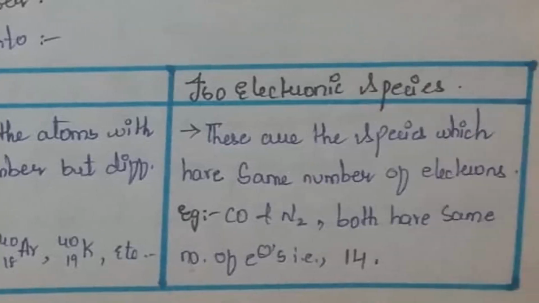Next, isoelectronic species. The species which have the same number of electrons are known as isoelectronic species. For example, CO and N2. Both are isoelectronic because they both have the same number of electrons, that is 14.